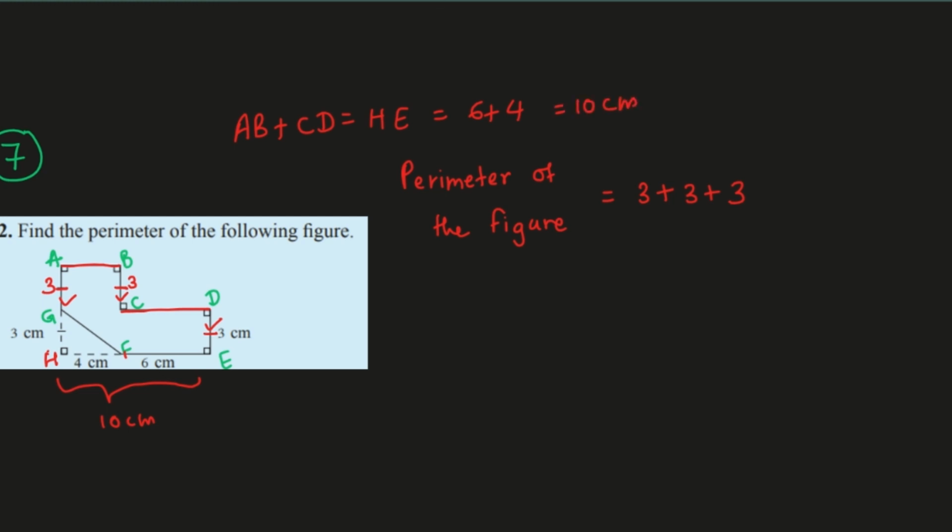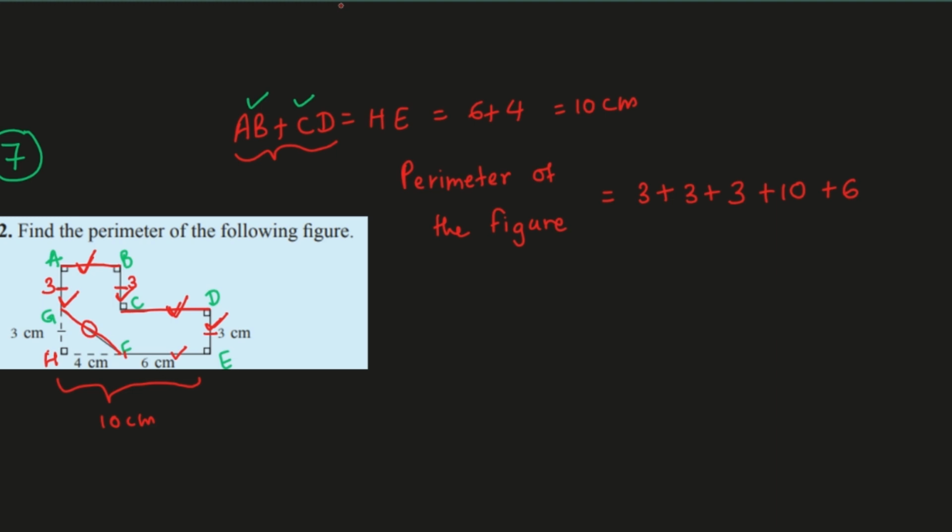So we can tell that AB plus CD will be what? 10 centimeters. So we can put 10 centimeters here. So now we have taken the value of AG, AB, BC, CD, and DE. And also we can take the length of FE as well. What is it? It's 6. So what else? What is the remaining side? You can see that the remaining side is only this one, which is G and F.